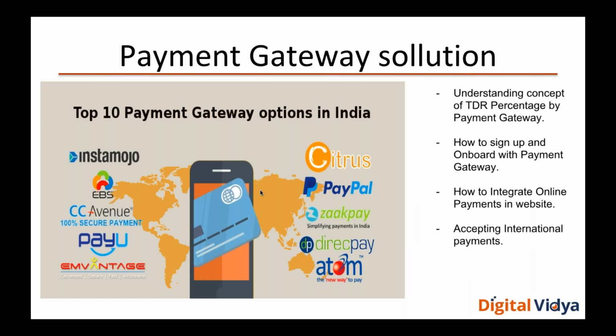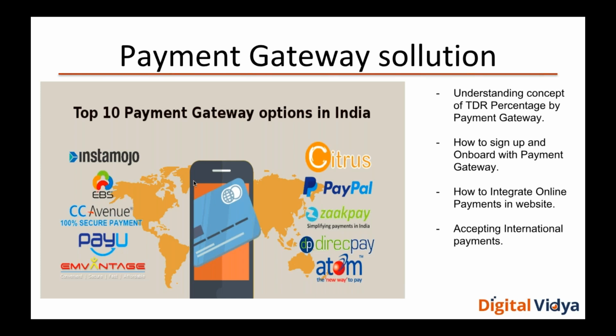To clear up how the payment gateway works: a few of the top payment gateways in India are Advantage, PayU Money, CC Avenue, EBS, Instamojo, Citrus, PayPal, ZaakPay, DirectPay, and Atom. These are a few of the top payment gateway providers in India. The concept of how a payment gateway charges you works on a TDR model, which we call TDR percentage, or transaction percentage in short.